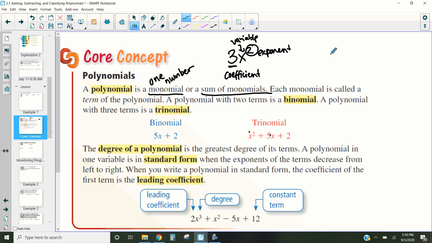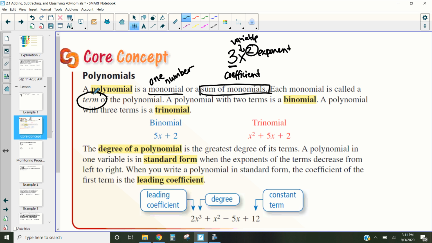Now, that's kind of what a monomial is. A polynomial is either just a monomial by itself, or it's the sum of those. So if we take a bunch of different monomials and add them together, we have a polynomial. When we write them all together, we call each little monomial a term. So when we talk about combining like terms in later videos, we're talking about combining those monomials that are like one another.